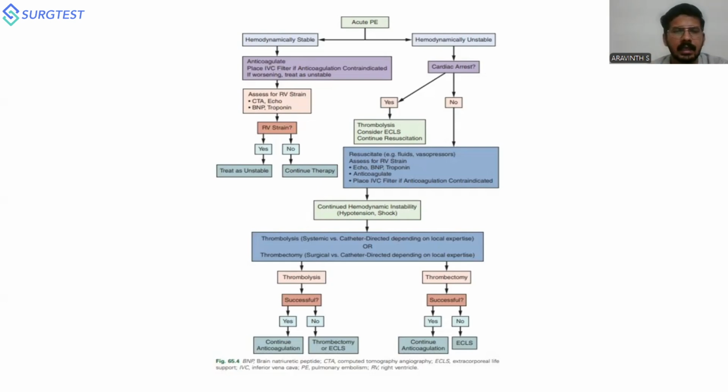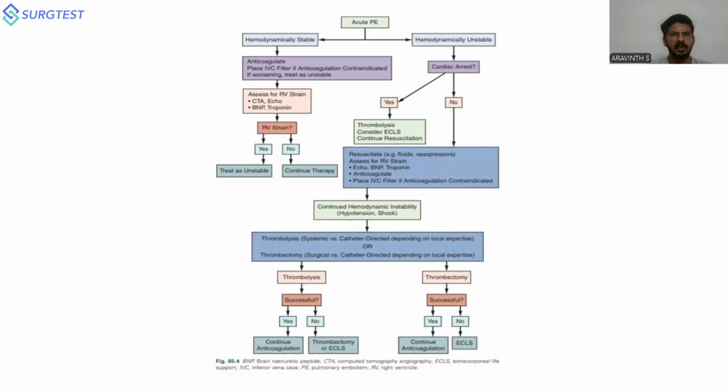So if there's an enlarged RV or RV strain on echocardiogram with an elevated BNP and troponin, you go ahead and say probably this patient is going to become unstable. That is what previously was called submassive pulmonary embolism. Massive pulmonary embolism was a patient who presented with shock, hypotension, or cardiac arrest.